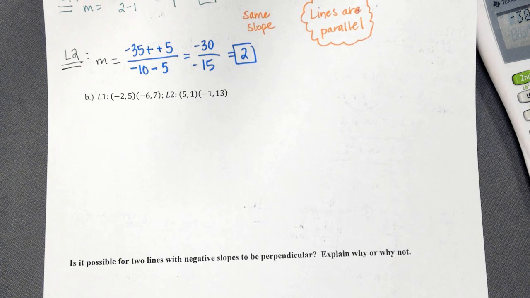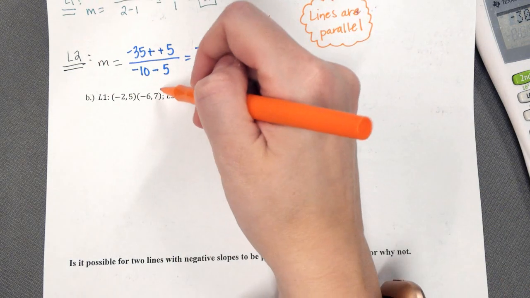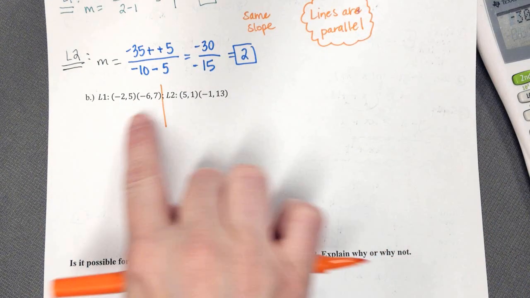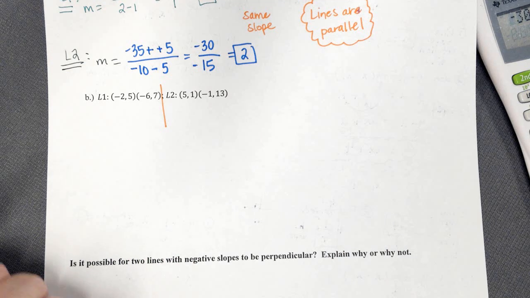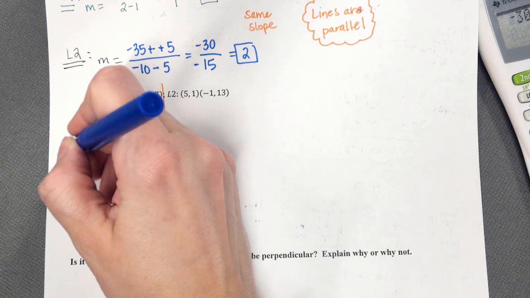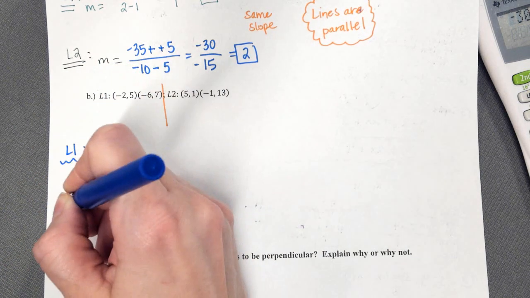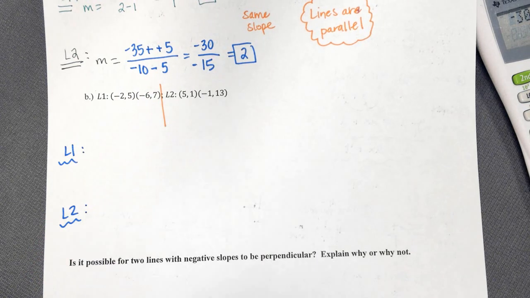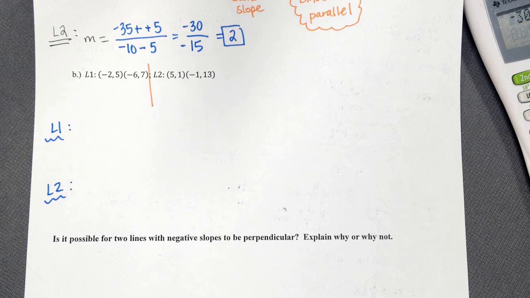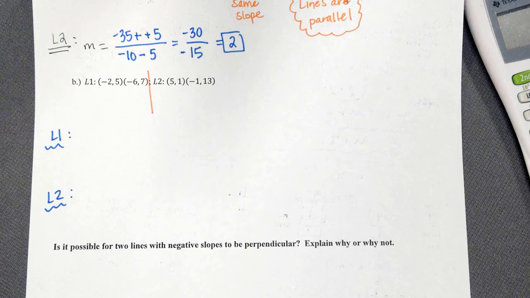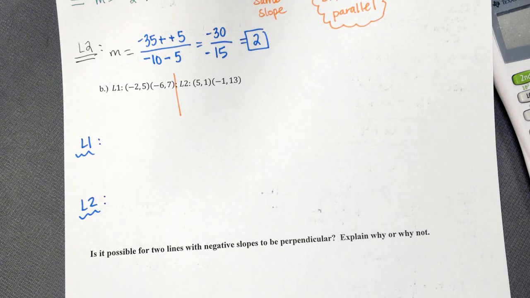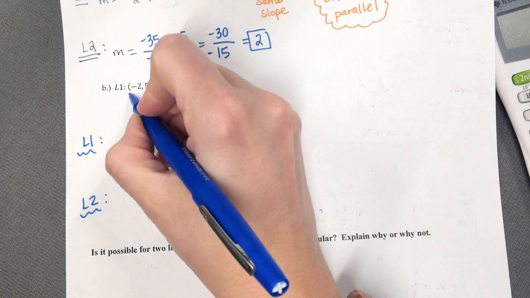Okay, so now we're going to do the same thing for B. Again, these are 2 different lines. So you're going to find the slope for line 1, and then you're going to find the slope for line 2. Okay, and I'm going to give you a moment to do that. You guys are doing a really nice job on the setup, and a really nice job just taking care of those negatives.